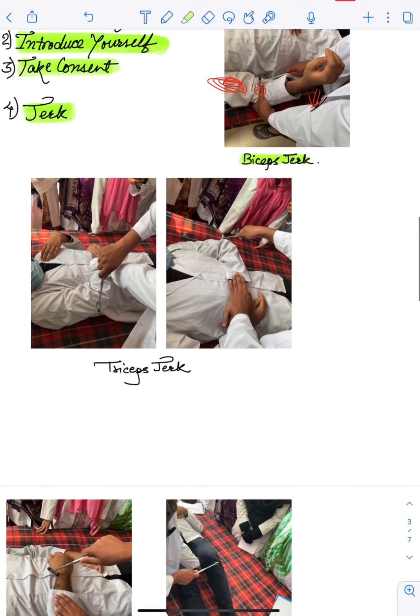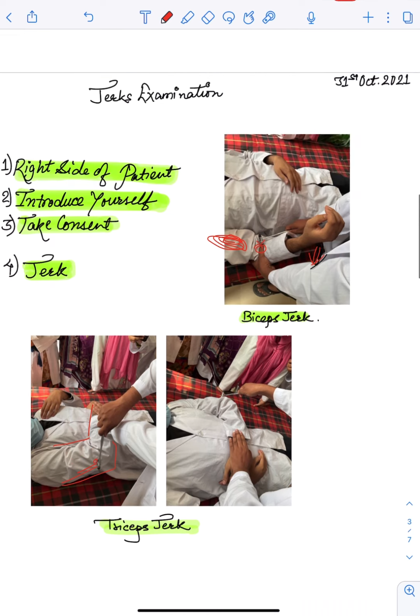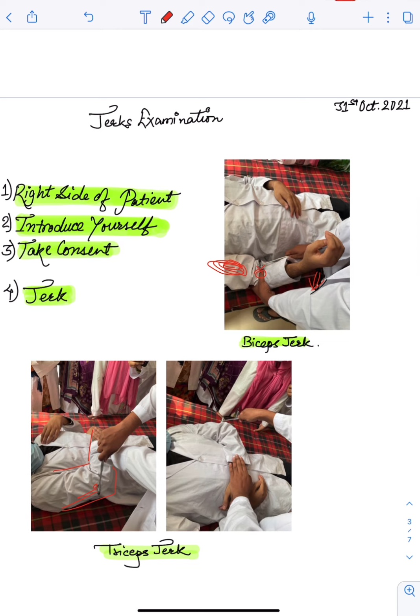For triceps jerk, place the hand of the patient as shown in the figure, so that the triceps tendon can be exposed. Here also exposure is not done. You should expose the arm of the patient. Then strike directly with the hammer here. In biceps jerk, we put our finger over the biceps tendon, and then we strike.